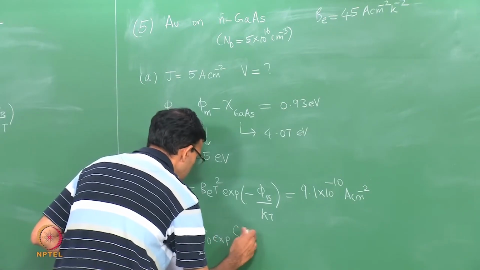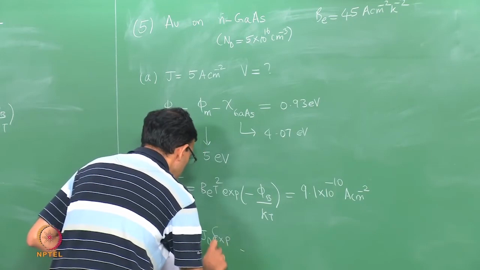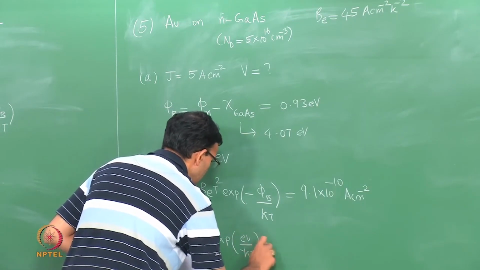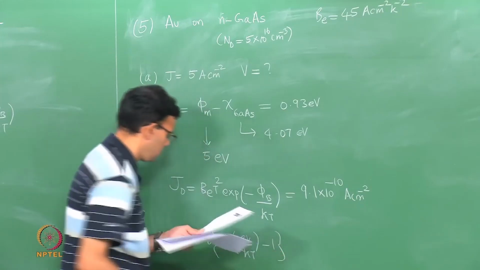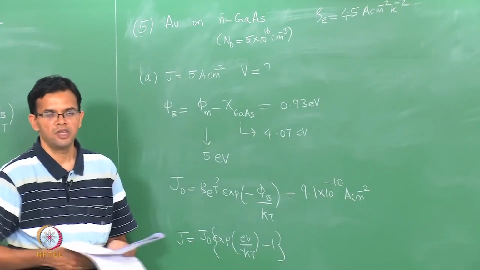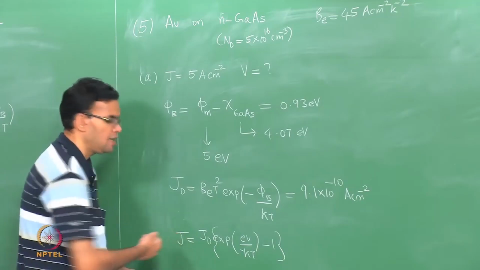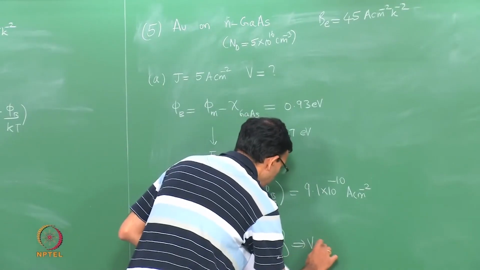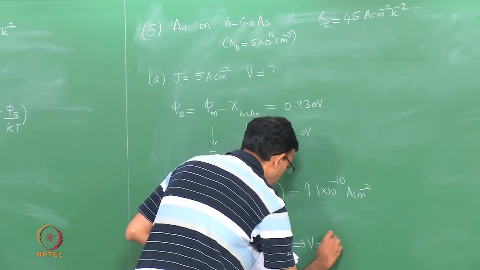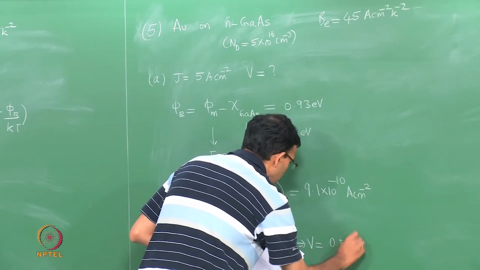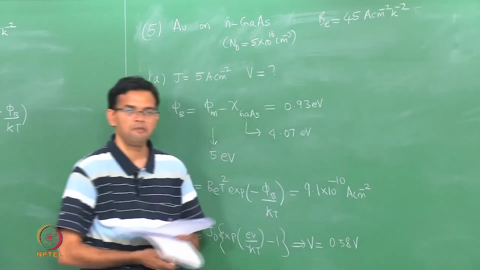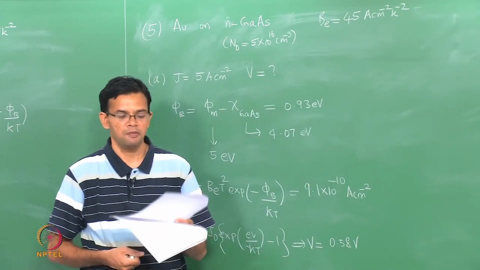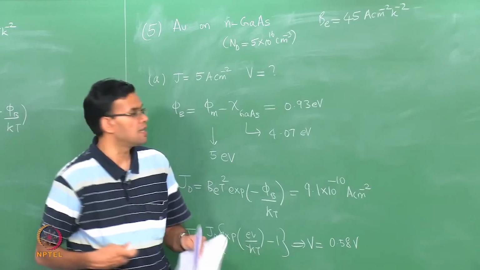So, J naught is known, J is known, exponential EV over KT minus 1. Again J is known, J naught is known, the only thing that is unknown is V, from which we get V to be 0.58 volts. In part B, we need to calculate the change in the forward bias voltage to double the current density.